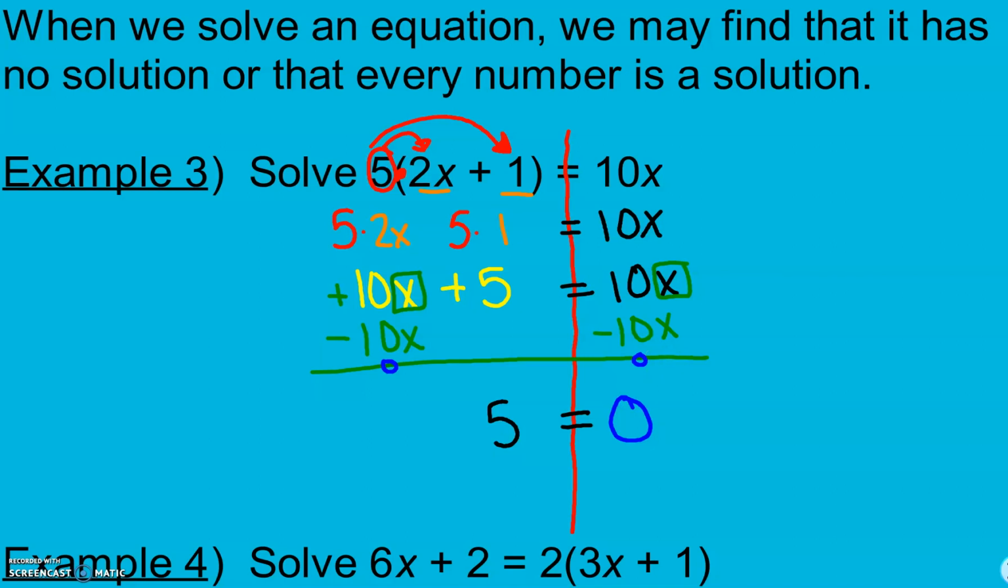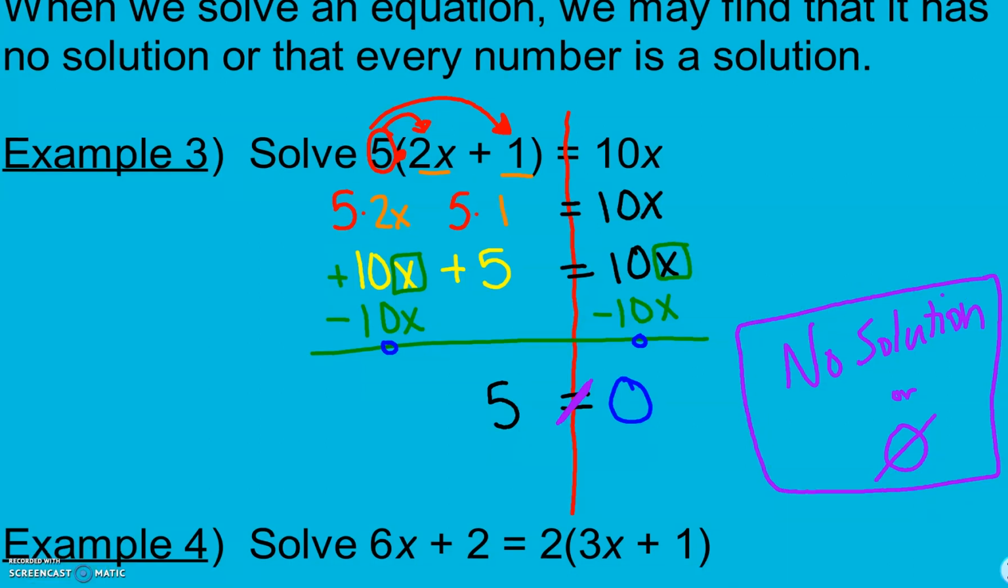Now we check, does 5 equal 0? Nope. So here it's going to be a no solution. There's no number we can plug in that'll make this true. We also can use this little symbol right here. It means an empty set or a null set. It means that there's no numbers that work.